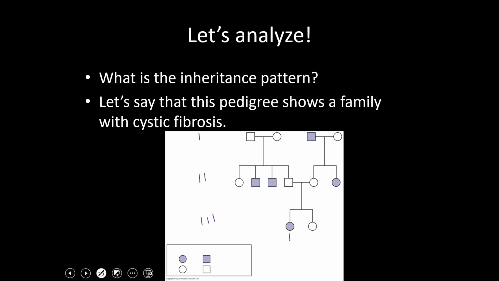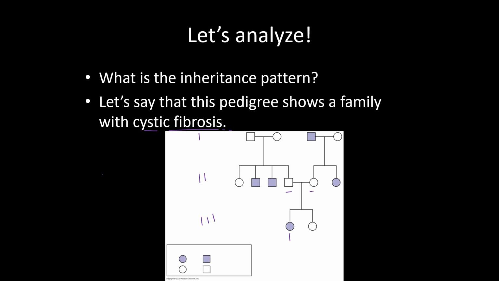Individual 3-1, I want you to notice that she has the condition, which we're going to say is cystic fibrosis, but neither of her parents has the condition. That piece of evidence, that you have a kid that has the condition but neither parent does, tells you that this condition is going to be recessive. Once you know that, you can write your code.